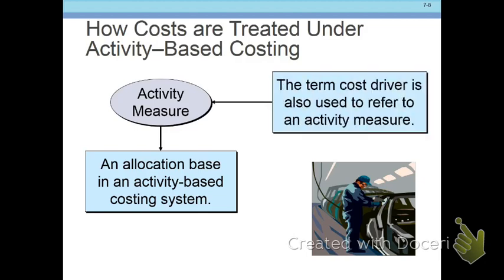And then what we're going to need to do is come up with some activity measure, which is going to be the base that we're going to use in this particular case. A lot of times the term you'll see used is a cost driver.